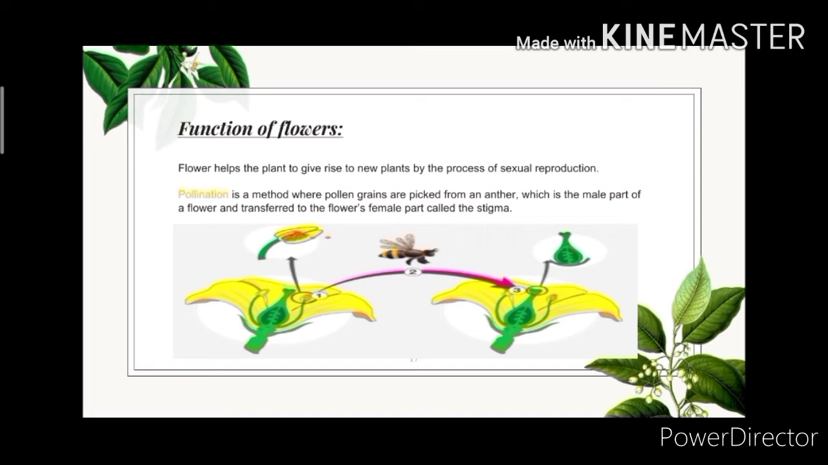Okay, stigma is generally what? The female reproductive part. And you know, stigma is very sticky in nature. Okay, it has a nectar on its surface, and what happens? This pollen grain sticks on the surface of a stigma. This pollen grain enters into the ovule, it gets fertilized with the egg, and this process is known as fertilization.